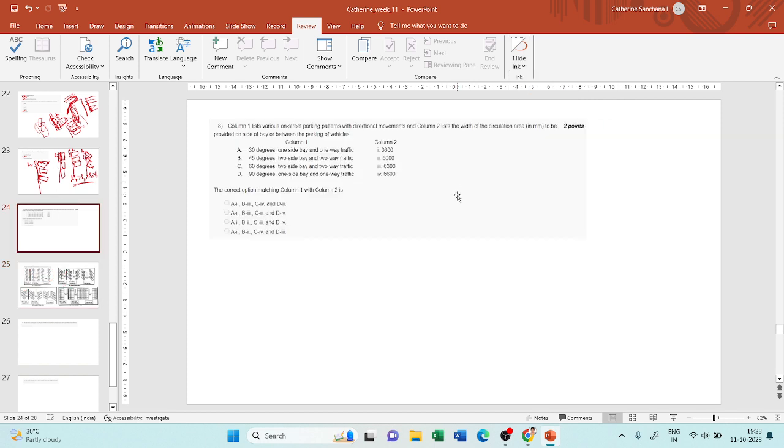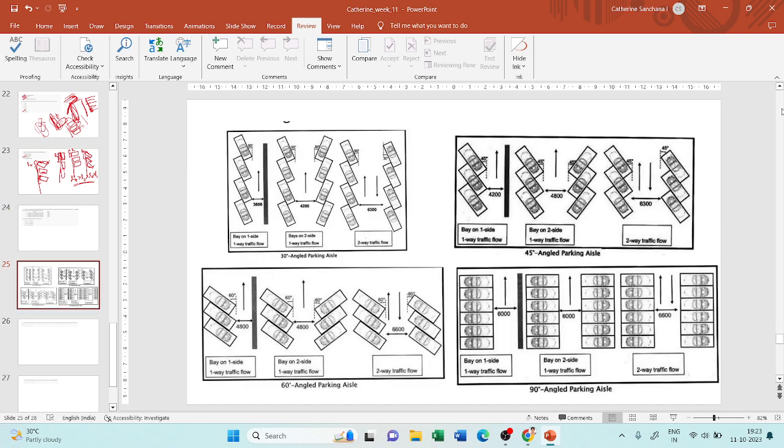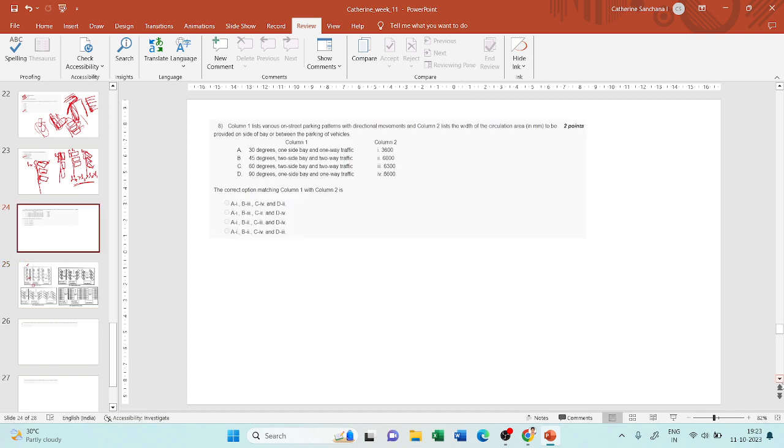Okay. So 30 degrees, which means it is the first figure, one side bay and one-way traffic. So what is the circulation area here? So this is the case, one side bay, one-way traffic, 30 degrees. Okay. So it is 3600. So the answer to this is A is 1. Right?